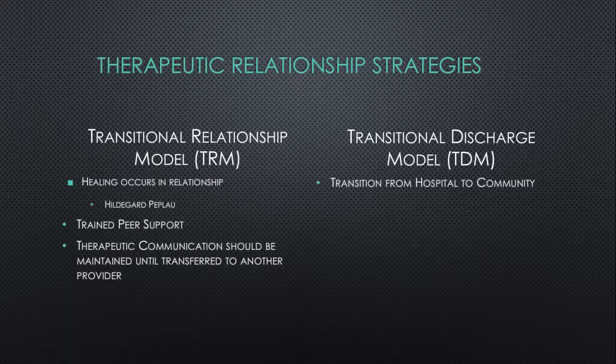Another key aspect to the transitional relationship model is the use of trained peer support. So, what trained peer support is you identify patients that have had psychiatric disorders or psychiatric treatment that have found places of recovery and have had good outcomes of care, and you pair them with someone that's going through similar symptoms so that they can help encourage that patient that's getting treatment, they can offer advice, and they can help advocate for that patient.